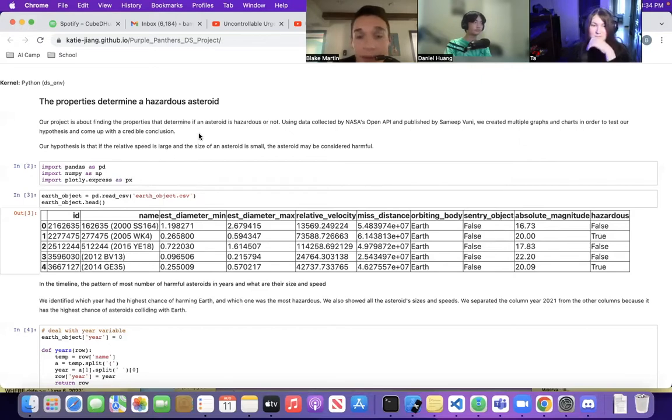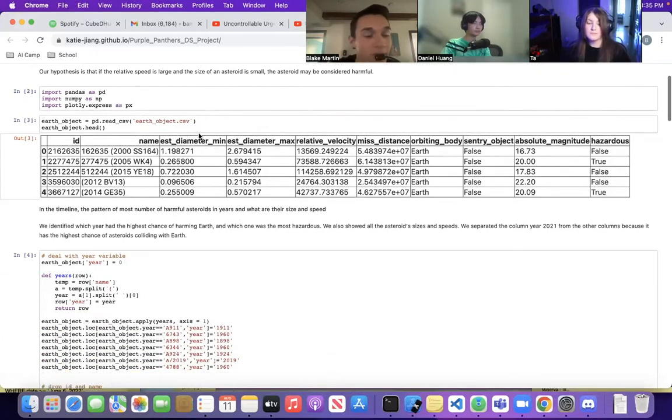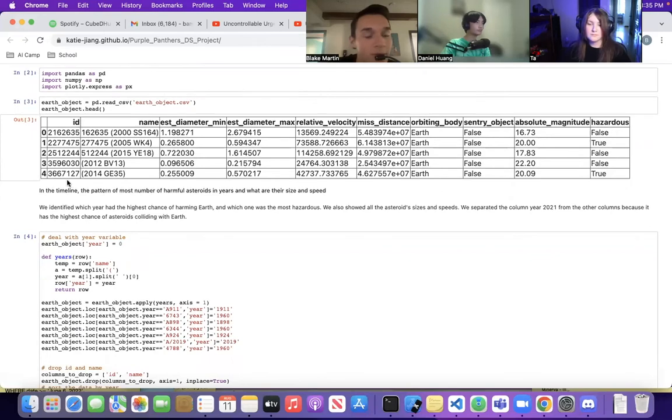Using data collected by NASA's Open API and published by Samit Vani, we created multiple graphs and charts in order to test our hypothesis and come up with a credible conclusion. Our hypothesis is that if the relative speed is large and the size of an asteroid is small, the asteroid may be considered harmful. Now I'm going to pass it on to Daniel Huang, another substitute group member who is going to talk about the first section of our project. So Daniel, if you want to take it away.